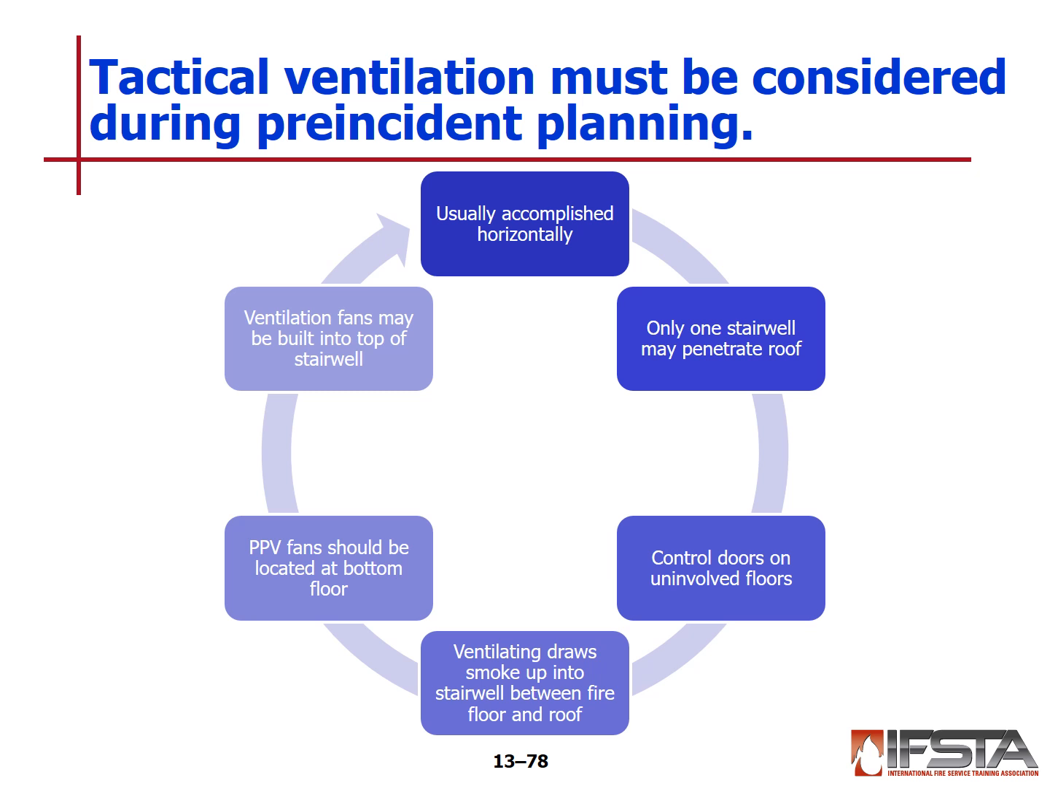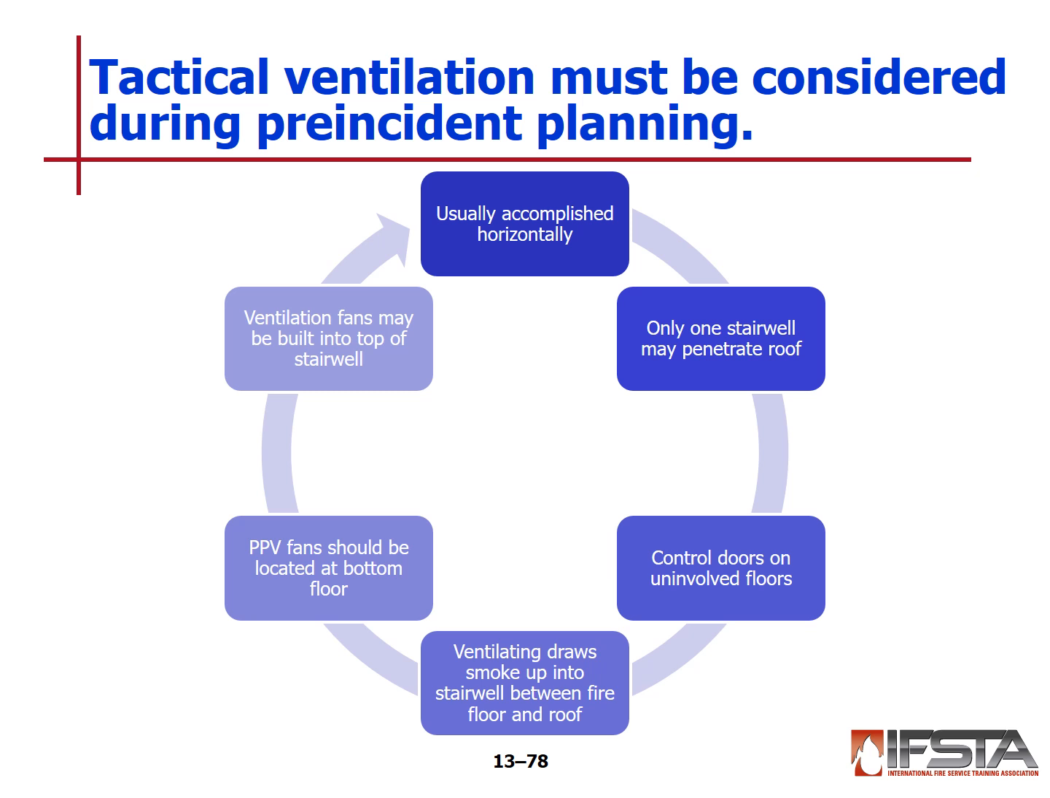Things we need to consider during pre-incident planning. Tactical ventilation is usually accomplished best by horizontal. Only one stairwell may penetrate all the way to the roof, so we need to be aware of which one it is. We've talked about closing doors, which doors to have open, which ones to have closed. You're going to have your fire doors.